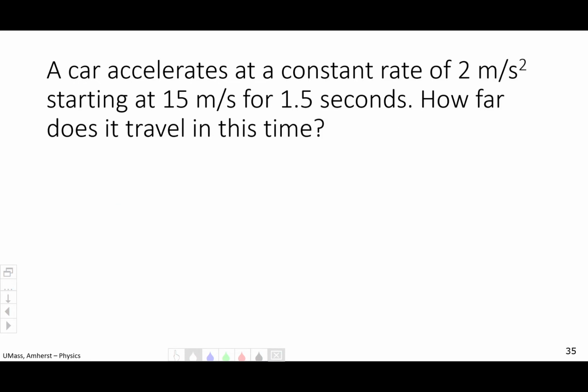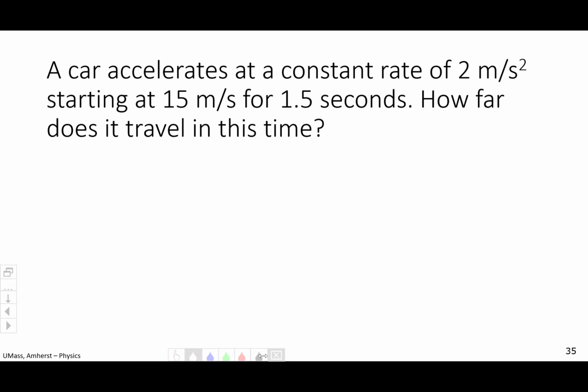A car accelerates at a constant rate of 2 meters per second squared, starting at 15 meters per second. So we are beginning our stopwatch, essentially, when the car is already going 15 meters per second. So if we have a rate of 2 meters per second squared, starting at an initial velocity of 15 meters per second, and we do that for 1.5 seconds, how far does the car travel in this time?